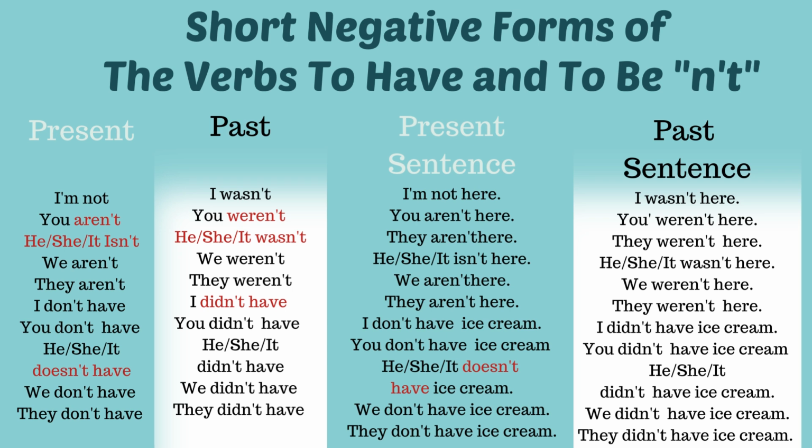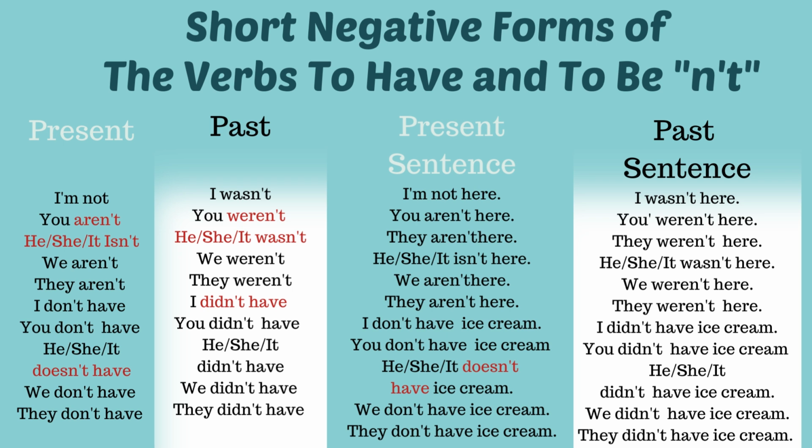I wasn't, you weren't, he and she wasn't, we weren't, they weren't, I didn't have, you didn't have, he, she, it didn't have, we didn't have, they didn't have. So the only thing we did was take out the O in did not and replace it with an apostrophe. It makes a lot of people in speaking use the short negative forms of the verbs to be and to have.